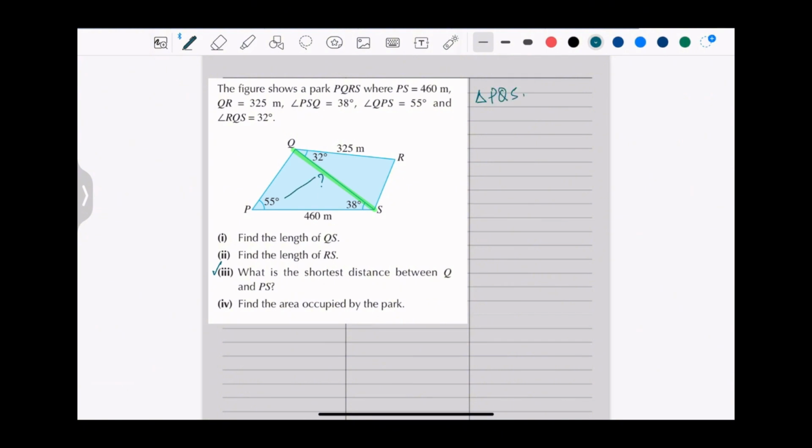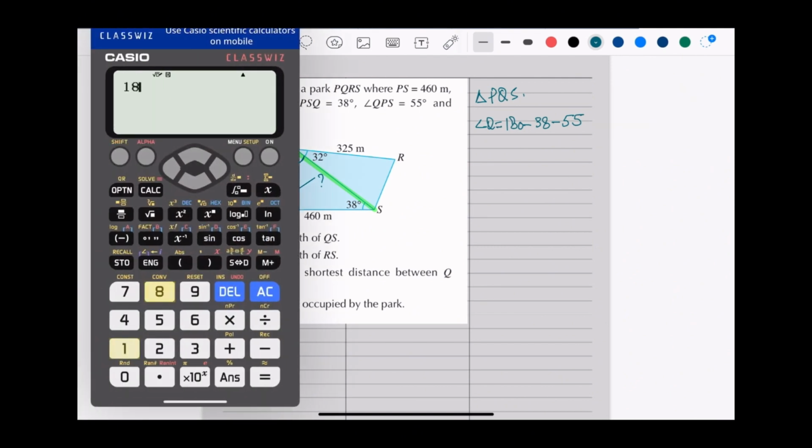So if you look at it, I need to find this length, and if I take example from PQS, I have an opposite angle given which I can take help from, and I have another side PS given, but I don't have an opposite angle given. But as I could see from triangle PQS, I can find the third angle since I have the other two angles given. So angle Q is going to be 180 minus 38 minus 55. Sum of all the angles in a triangle is 180 degrees. So angle Q is going to be 87 degrees.